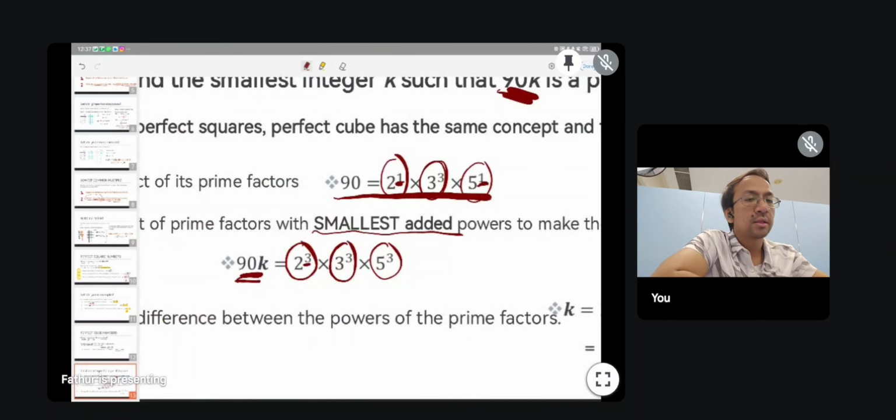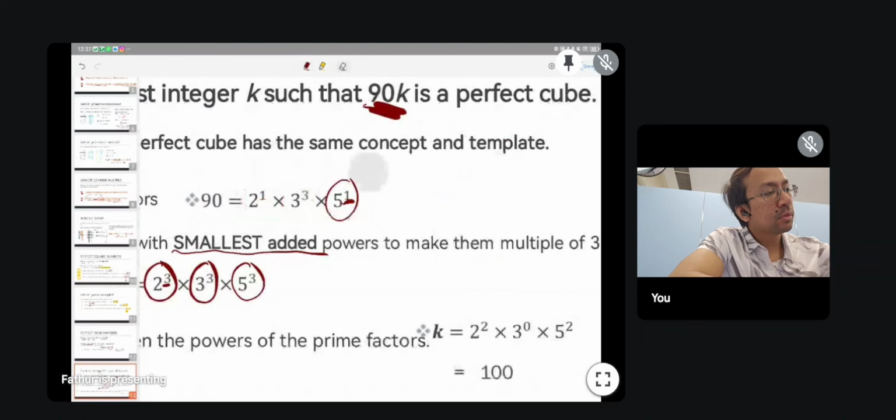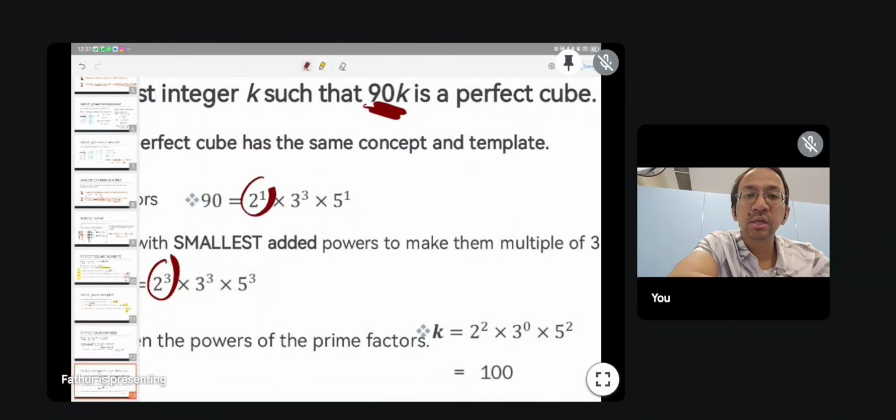Same thing. The difference between the power. So you look at both powers. You get 2 power of 1 and 2 power of 3. What's the difference in the power? 2. And then this 3, the difference is nothing, 0. This 5, difference is 2.